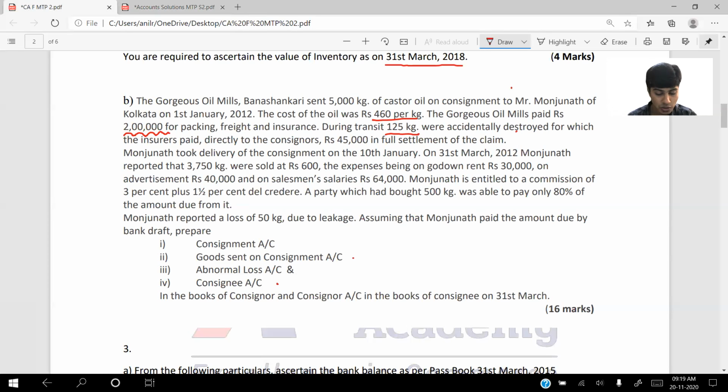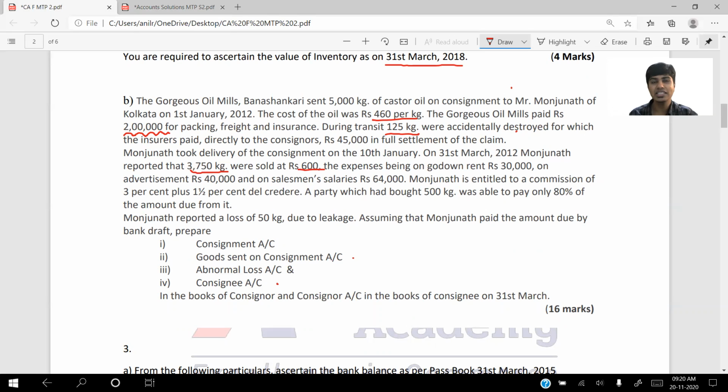The goods were accidentally destroyed. Okay, 45,000 in full settlement. Manjunath took delivery of the consignment on 10th of January. On 31st of March 2012, Manjunath reported that 3,750 kgs were sold at 600. How many kgs are sold? 3,750. At what price? 600. So we have to do 3,750 into 600. That comes to 22 lakh 50. What did I do? 3,750 multiplied by 600.